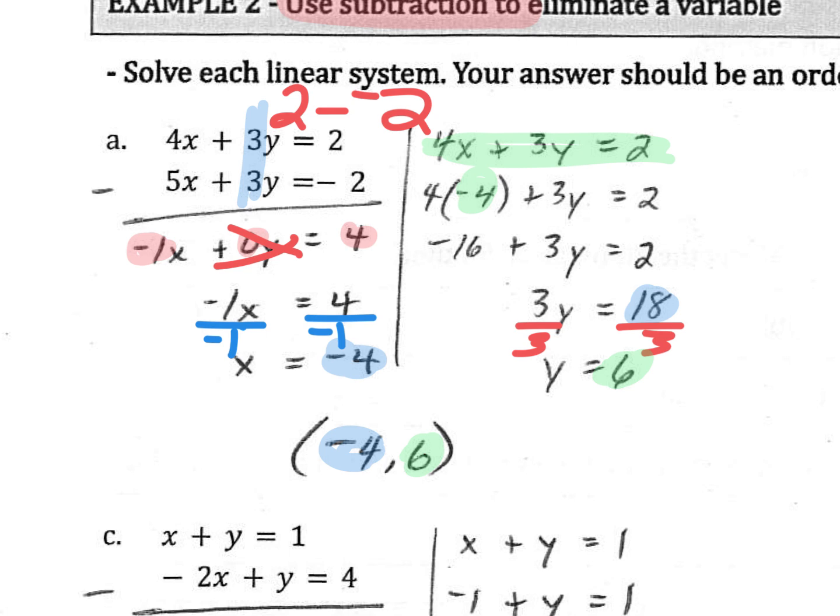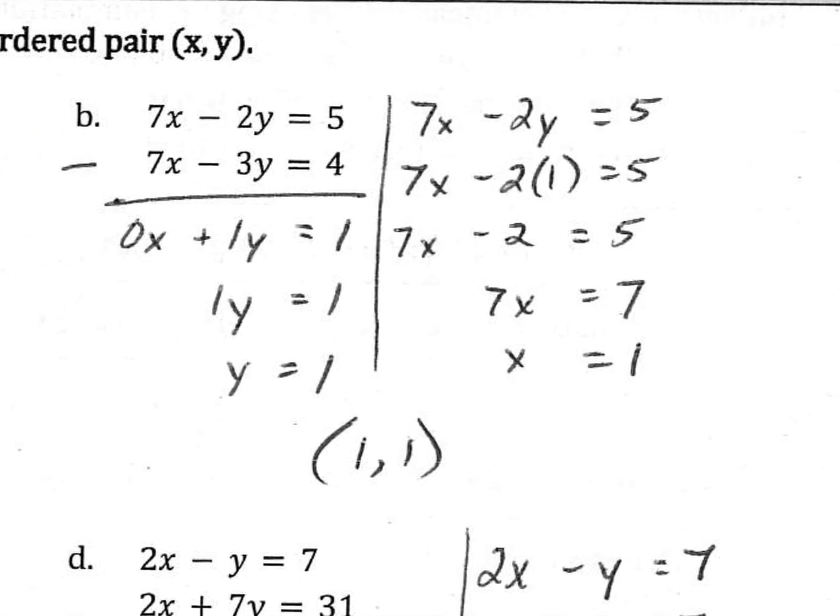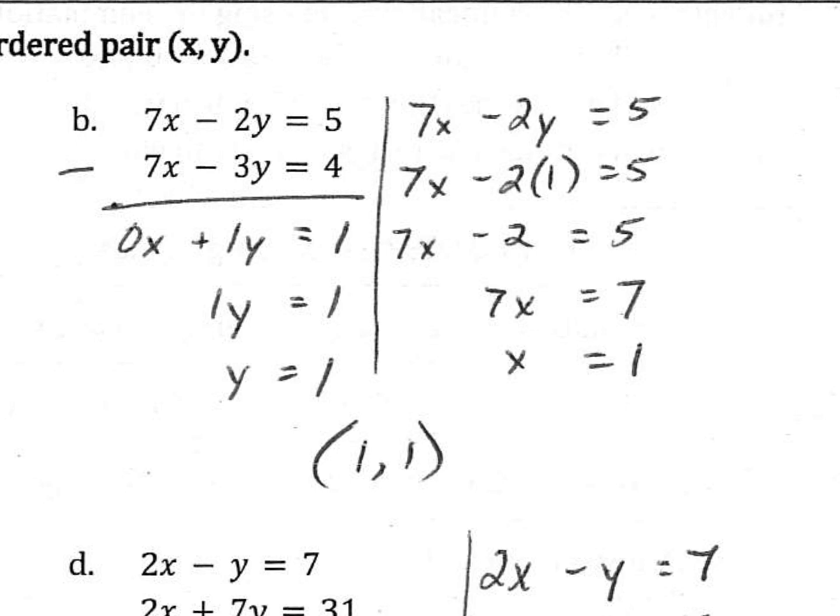Let's look at one more example real quick. Let's slide over to letter B. Okay, look at our two equations. Which letter has the same number in front? Does the X letters have the same number in front, or do the Y letters have the same number in front? I think the X numbers do. They both have 7s. And 7 minus 7 gets us to 0.